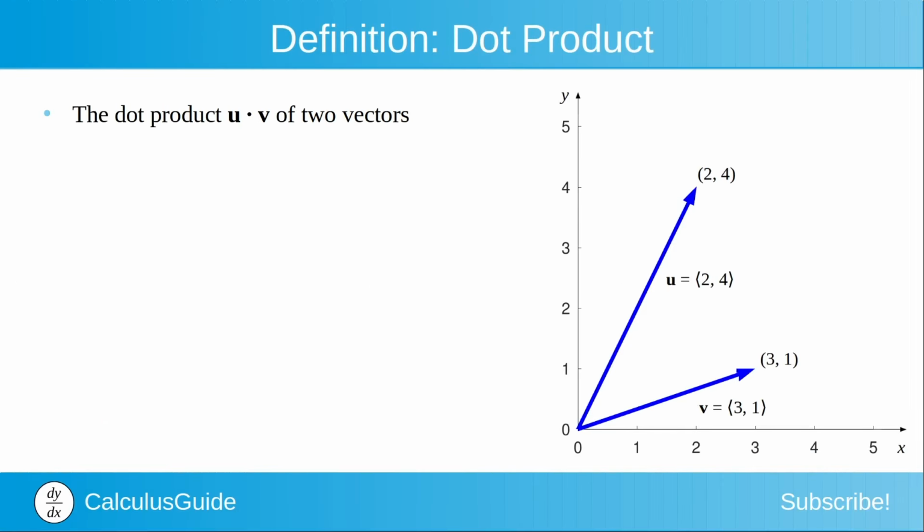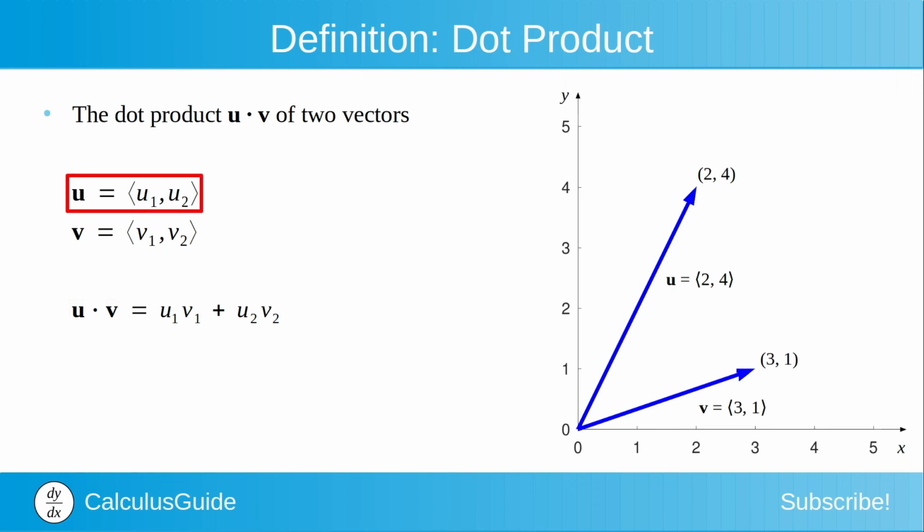The dot product u dot v of two vectors u equals u1, u2 and v equals v1, v2 is equal to u1 v1 plus u2 v2. To explain this, we refer to the dot product of the vectors u and v as u dot v.